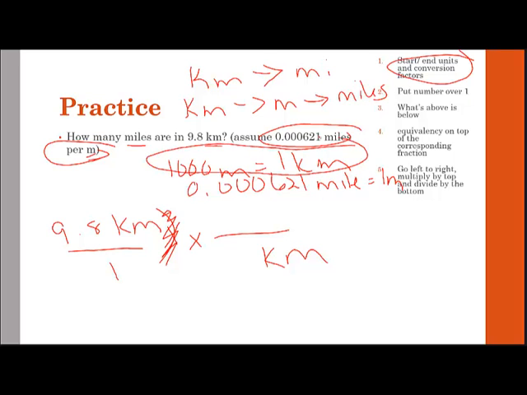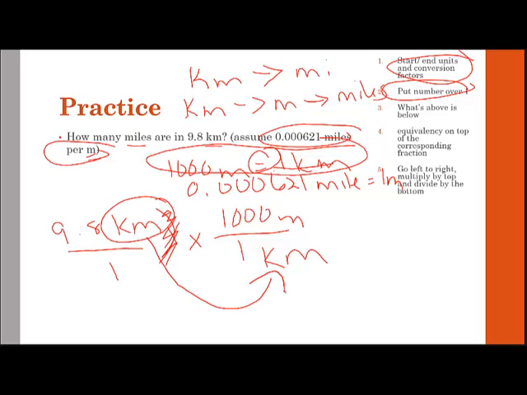So kilometers, the 1 is next to it. Then what it's equal to will be on the top, 1,000 meters. Put the number over 1, 9.8 over 1. What's above should be below, so kilometers, kilometers, the equivalency on the top, which is 1,000 meters. Now we're going to do steps 2, 3, and 4 again. So we have kilometers canceled out. We now have meters on the top. I usually like to cross out the conversion factor after I use it so it doesn't confuse me.